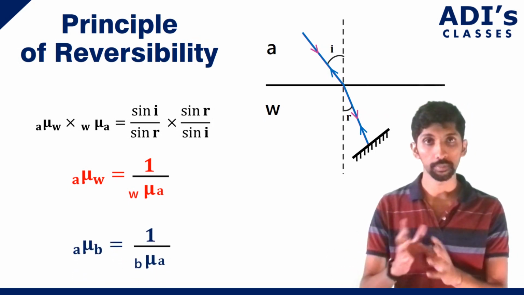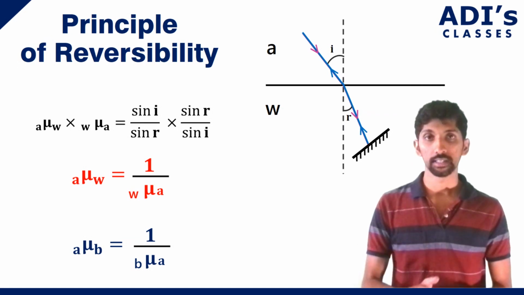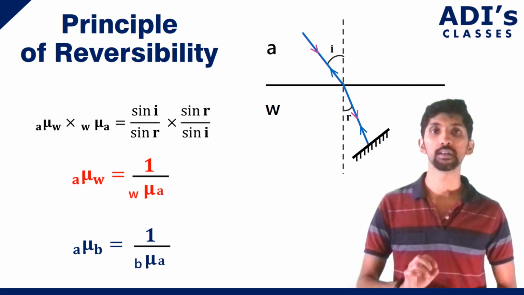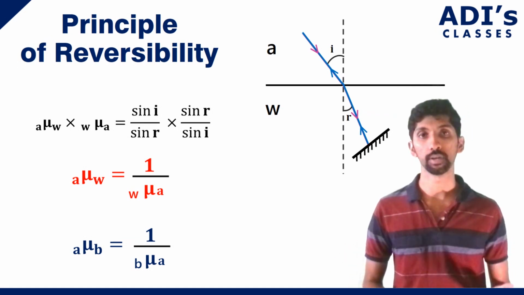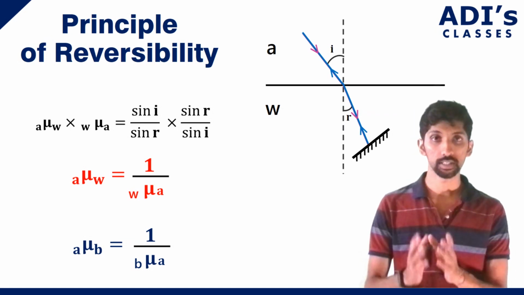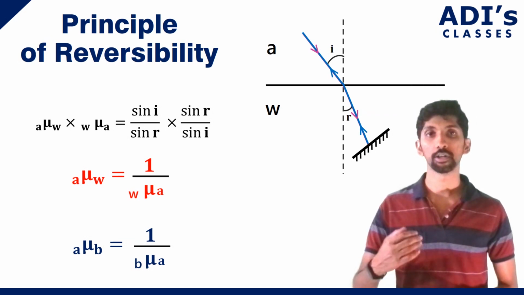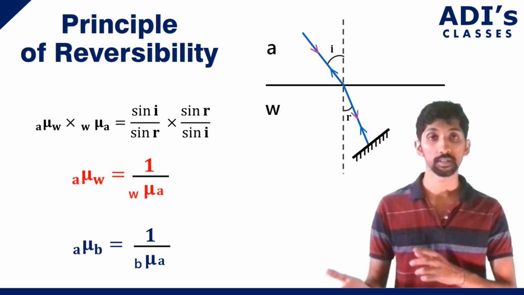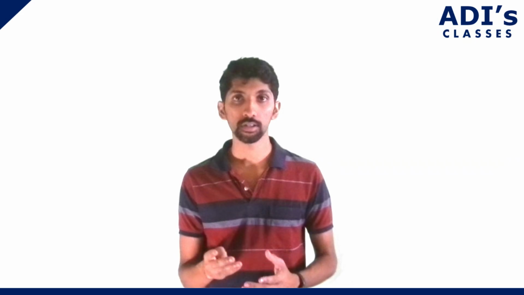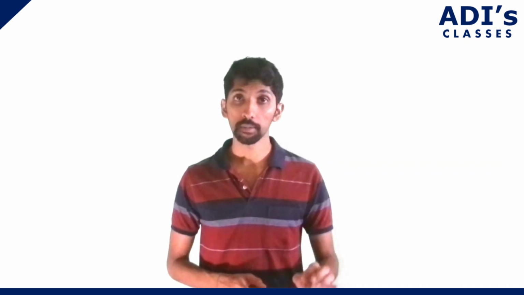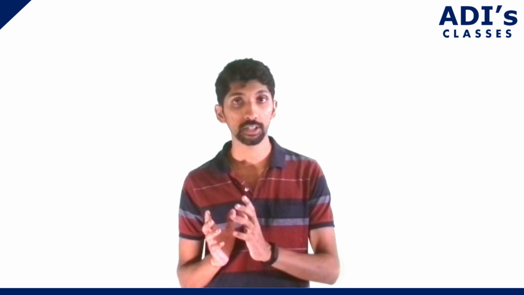So if you have two media, let's say A and B, then A mu B is equal to 1 by B mu A. Now this particular formula plays a very important part when you're doing normal shift or total internal reflection, all those things. You will see these videos later on, but for now, remember how the angle of incidence and angle of refraction will change according to how the light is moving through the medium.